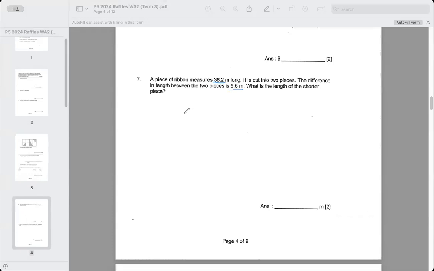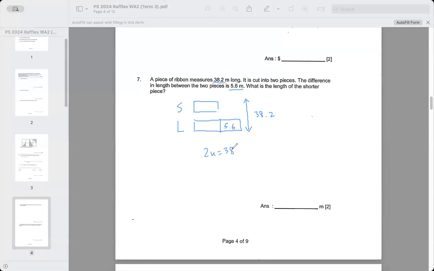So for this, I will draw a model to represent the information that's provided. So I have a shorter piece and a longer piece. So my shorter piece, I will draw it shorter. The longer one, like that. Okay. So the difference between the two ribbons is 5.6. The total is given to be 38.2. So looking at this, you just take the total minus the extra, you will get 2 units.